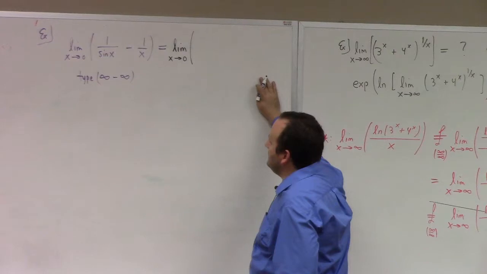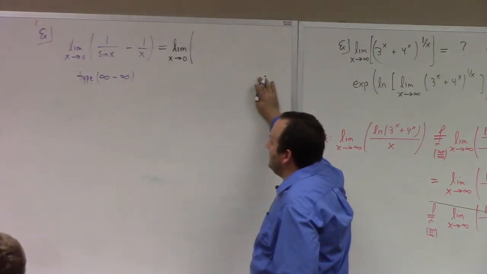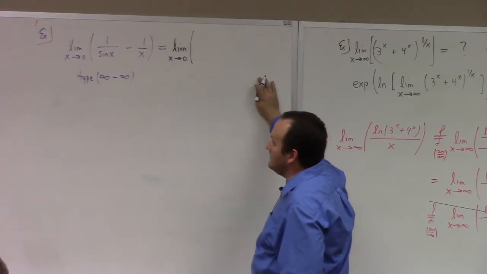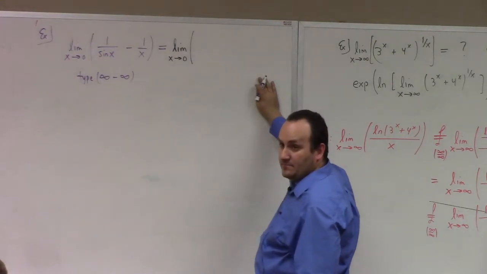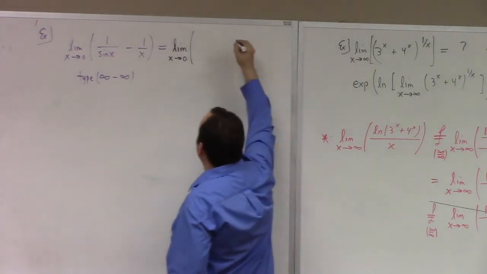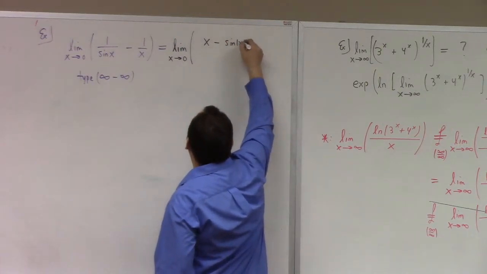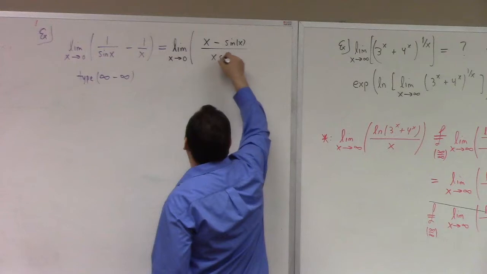Limit as x goes to 0. Well, if I want to make this into a fraction, because that's where my tool set is, right? L'Hopital's rule is all about fractions. Yeah, cross multiply, right? Make a common denominator. Seems like a good option here, right? So this is x minus the sine of x over x sine x, right?